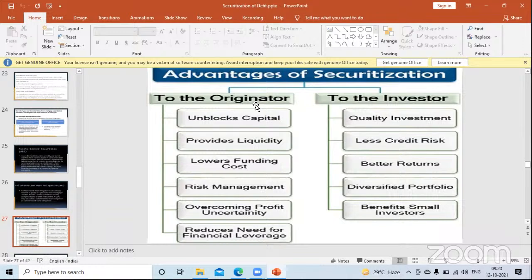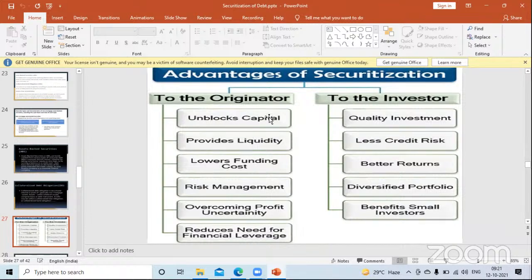Unblocks capital. Your capital was blocked in the name of loan and in the name of mortgage assets. What will a bank do with the mortgage assets? Sell them to the special purpose vehicle and you will receive cash. So receiving cash is another advantage. It provides liquidity because the capital is not blocked. Long-term capital, that is the mortgage assets, are not kept blocked. They are utilized in the process.